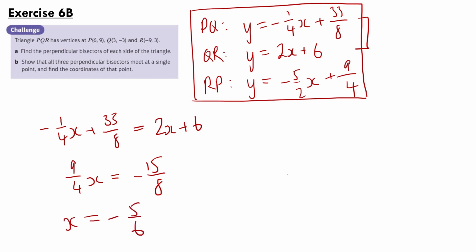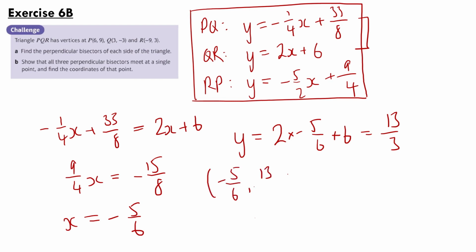Now plugging that back into the second equation, we get y equals 2 times minus 5 over 6 plus 6, which equals 13 over 3. So the coordinates of the point of intersection are (minus 5 over 6, 13 over 3).